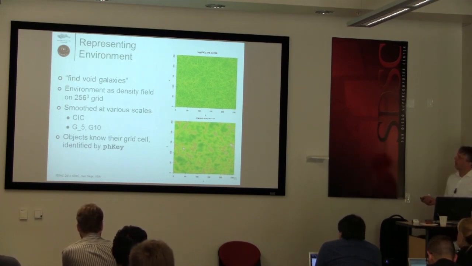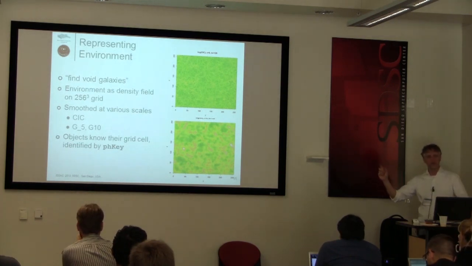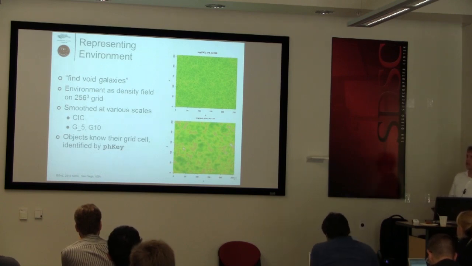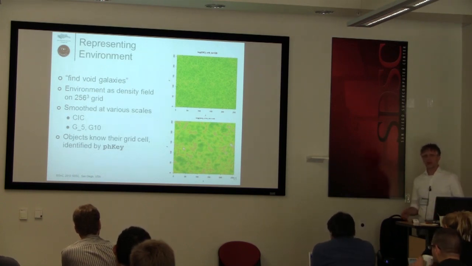Now, the way this is represented in the database is simply that for each cell in the field, each of the 256 cubed cells, we have all these values. We have the original cloud in cell density, it's really actually count in cell, and then these smoothed versions of it. And the other thing is that every object knows the grid cell it's in. So each object has a position, of course, x, y, z.